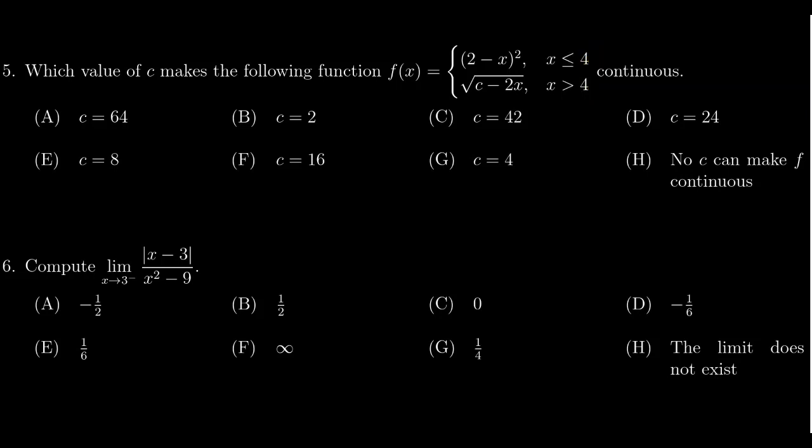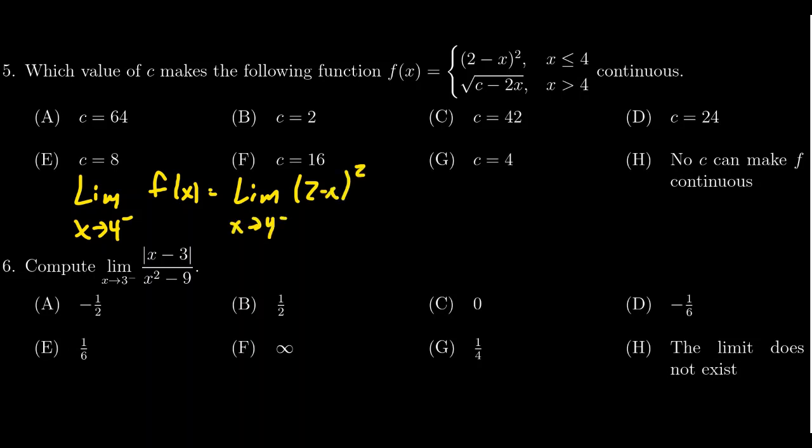So we need to make sure the left side of x equals 4 agrees with the right side of x equals 4. So what happens when we're a little bit to the left of x equals 4? We're going to get that the limit as x approaches 4 from the left of f of x is just going to look like our function (2 minus x) squared as x approaches 4 from the left, in which case, because it's continuous, we can plug in x equals 4 to get (2 minus 4) squared. We end up with negative 2 squared, and we end up with a positive 4. So the left limit is going to be positive 4.